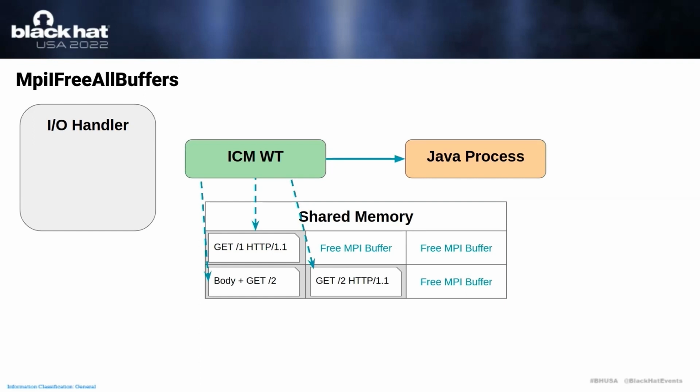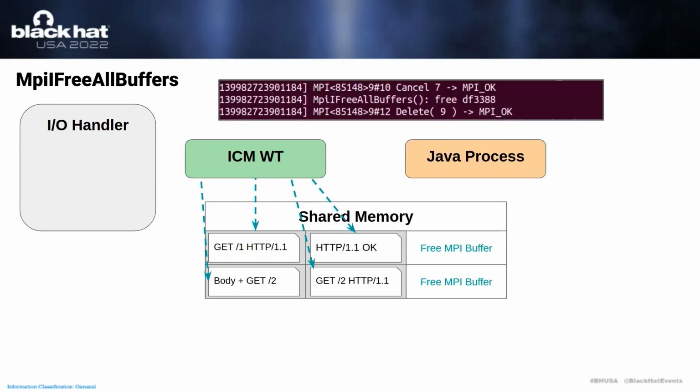Now, of course, the worker thread will send the first two buffers to the Java process. It will generate a response, place it in the shared memory, send it to the worker thread again, and the response will be forwarded to the client. But remember one thing: when we send a long request, the buffers are not freed one by one. Instead, the MPI free of buffers is going to be used. And so all the buffers associated with this worker thread will be freed. And that includes the MPI buffer that was used for the pipelined request.